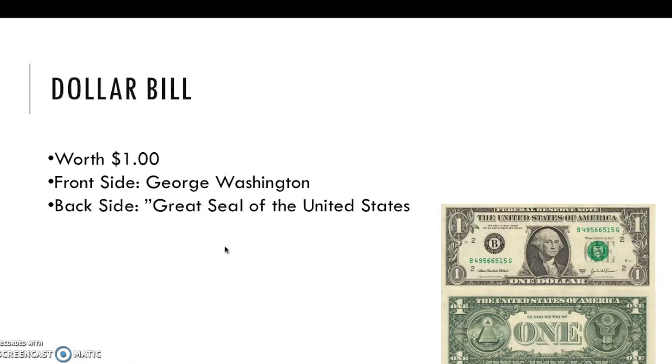And lastly we have the dollar bill, which is worth $1. You only need one of these because this is $1. For all the coins that we talked about previously and how many we needed, this was the unit we were trying to get to, which is $1, one whole dollar. And on the front side you have George Washington.